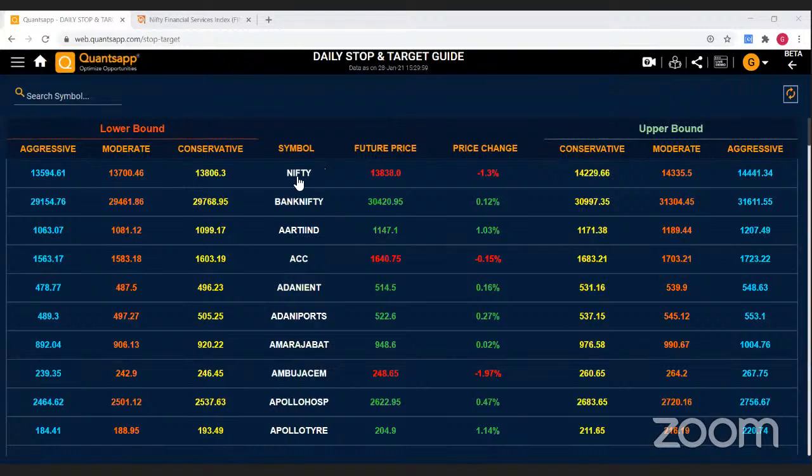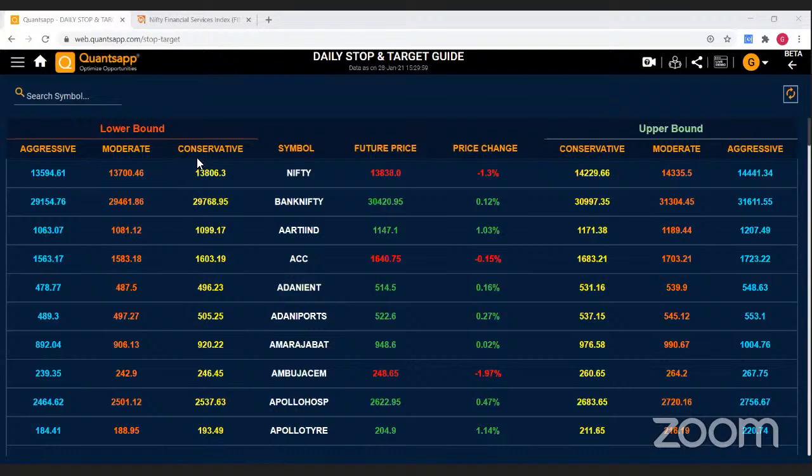So here you can see for the Nifty, Bank Nifty, and all the FNO stocks, Fin Nifty, for everything. You can see the future prices and the price change that happened today in that particular stock. Then, besides that, you can see the lower and the upper bound. The lower bound says what could be the lower range that a particular symbol can have.